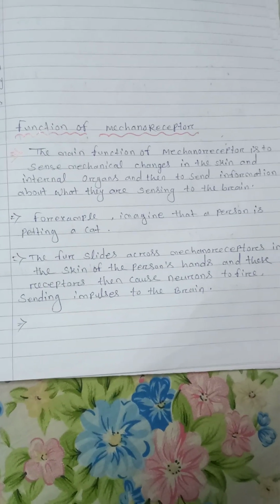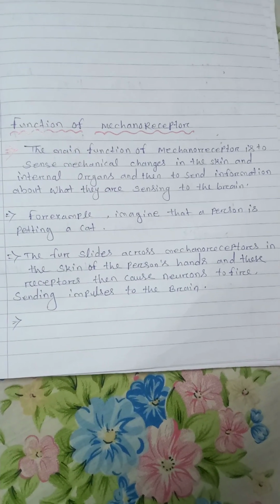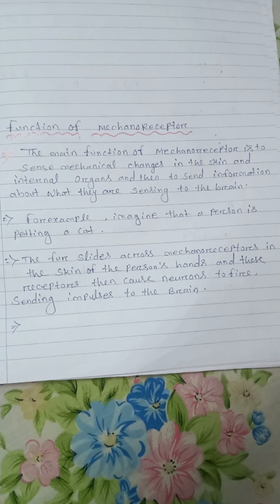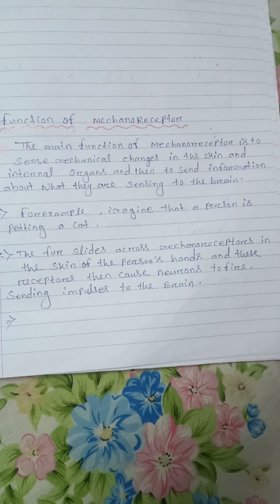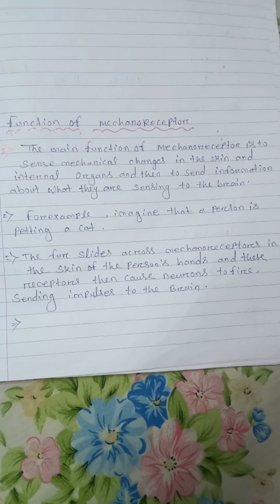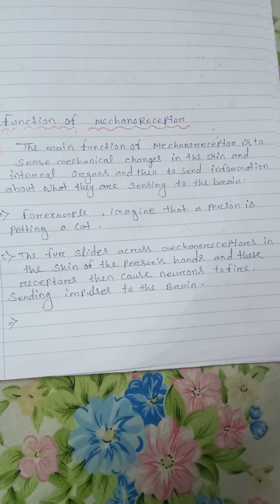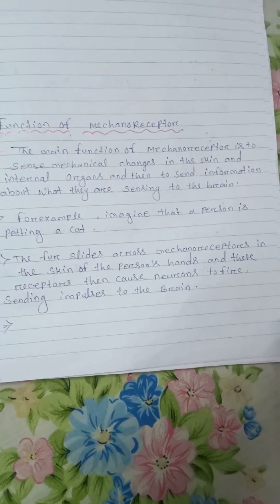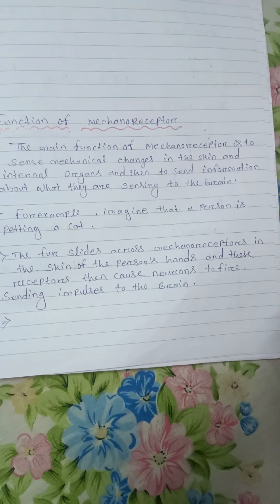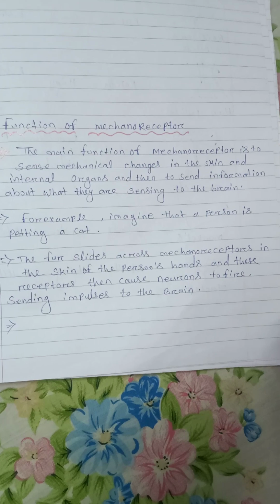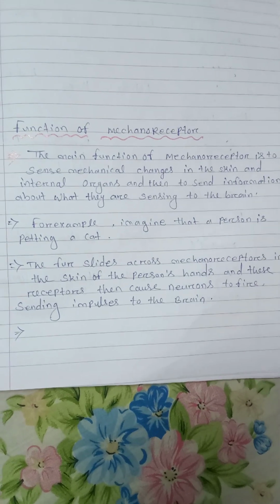Function of mechanoreceptor. The main function of mechanoreceptor is to sense mechanical change in the skin and internal organs, and then to send information about what they are sensing to the brain. For example, imagine that a person is petting a cat. The force slides across mechanoreceptors in the skin of the person's hands, and these receptors then cause neurons to fire, sending impulses to the brain.